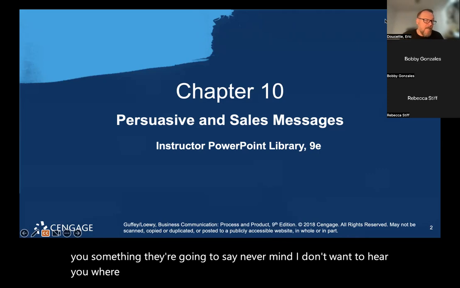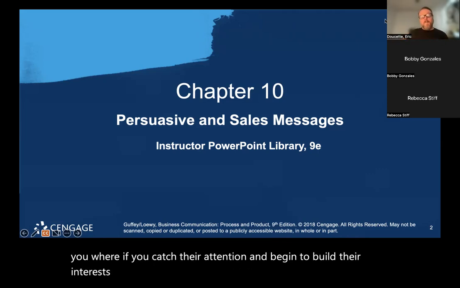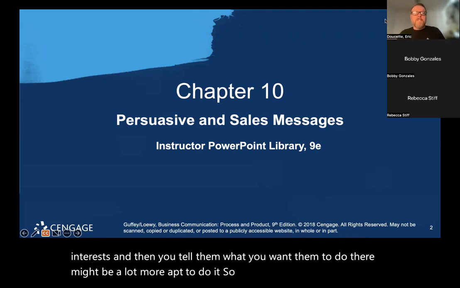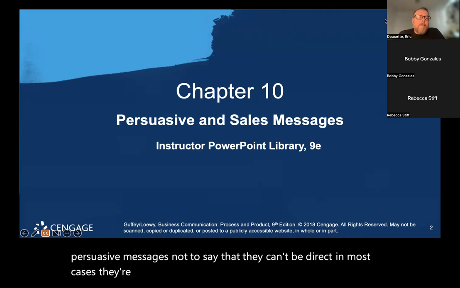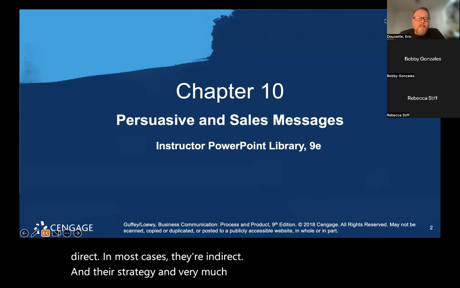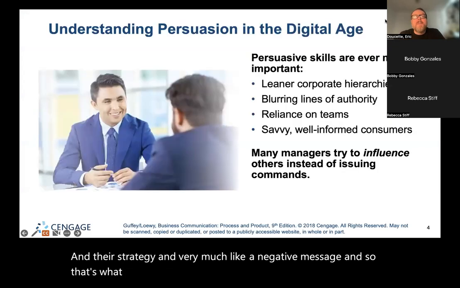Where if you catch their attention and begin to build their interest, and then you tell them what you want them to do, they might be a lot more apt to do it. So that's kind of the difference. So persuasive messages, not to say that they can't be direct. In most cases, they're indirect in their strategy, and very much like a negative message. And so that's what the AIDA method is.